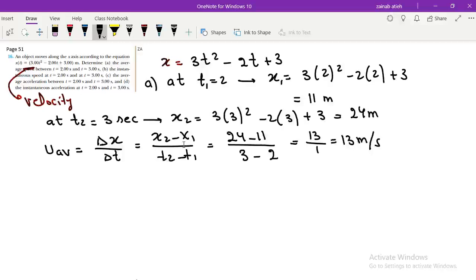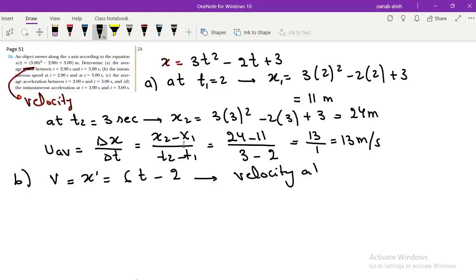We found the average velocity. Now it asks for the instantaneous speed at t equals 2 and at t equals 3. Let's find them. Okay, so this is part B. How do I find v if I have x? So v is equal to x prime. I have to differentiate. I get 6t minus 2. This is the velocity at any time.